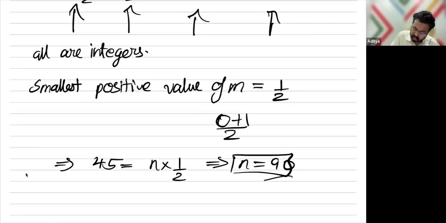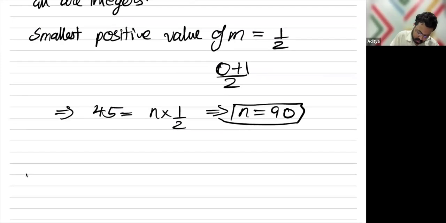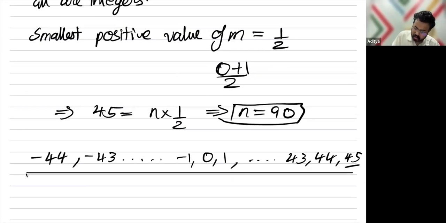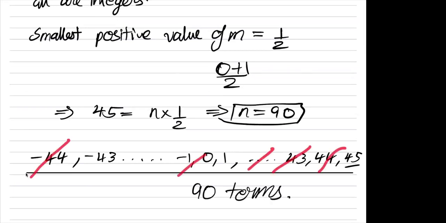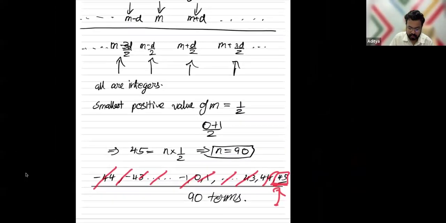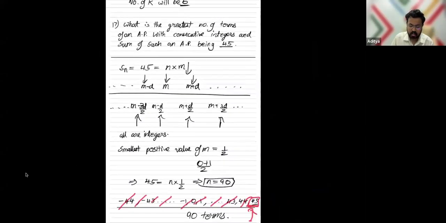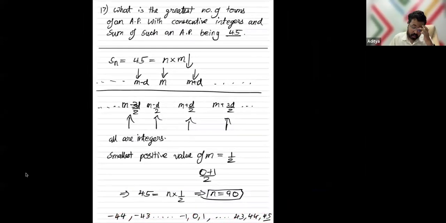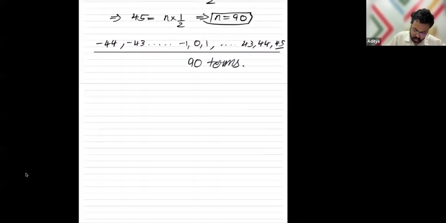Now, what is this sequence with 90 terms that has sum 45? The sequence is minus 44, minus 43, dot dot dot, all the way up to minus 1, 0, 1, dot dot dot, all the way up to 43, 44, and 45. This is the sequence of 90 terms. All these terms from minus 44 will cancel, and you will be left with only this term 45. So this is a different way of visualizing arithmetic sequences, and you can get an answer very instantly. The other way to go about doing this question is, should I do it? I'll show you how to do it.